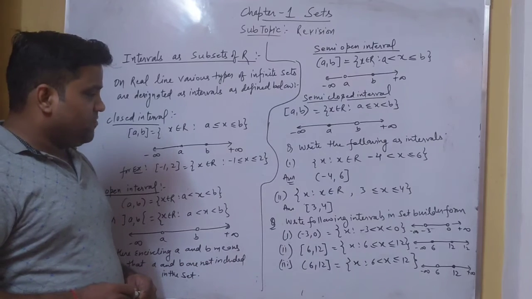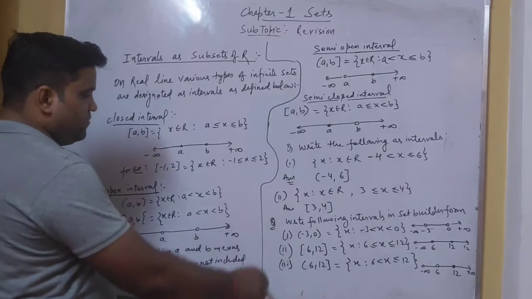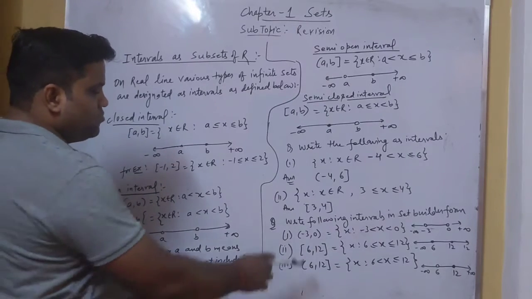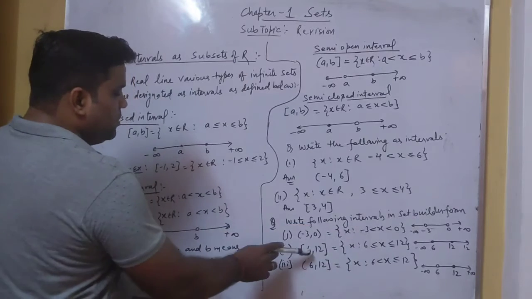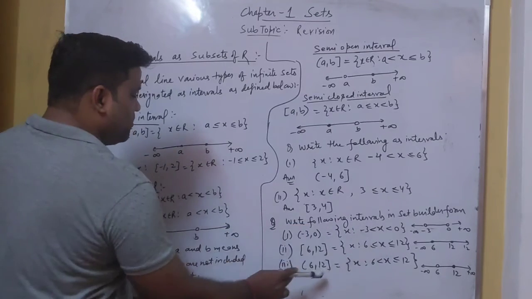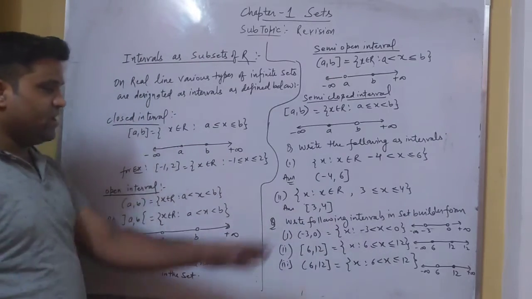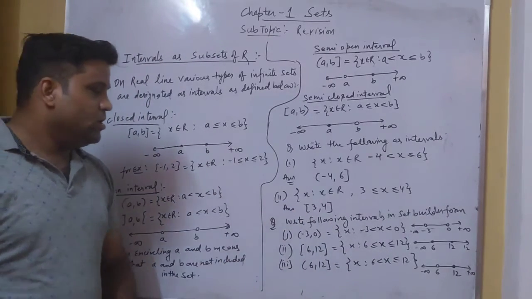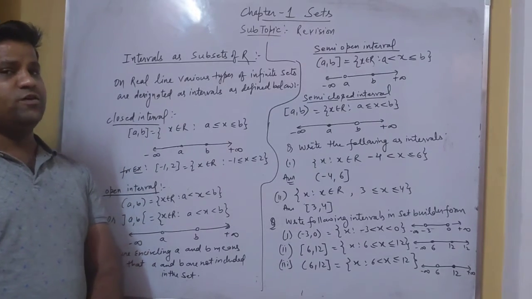Write the following intervals in set builder form. So we have the following intervals, and we have to write them in set builder form. This is the open interval, so we write it in this form. This is the closed interval, we write it in this form, and this is the semi-open interval. So we write it in this form, and here is the graphical representation. So this gives a clear understanding of the topic of intervals as subsets of R.